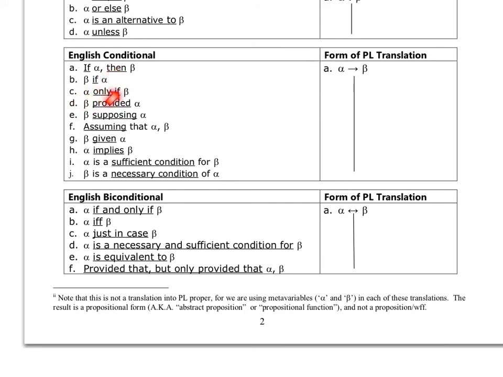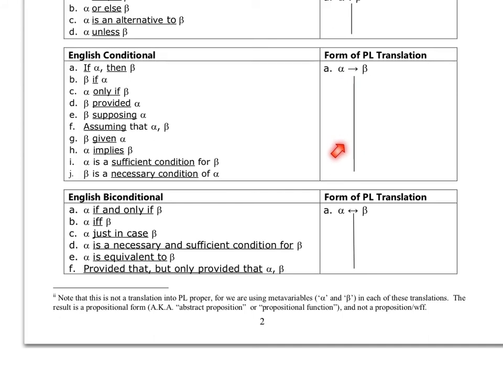So this is A, then B. In other words, if A, then B. Alpha only if beta, then, is just alpha arrow beta. All of these variations here on the left get symbolized the same way on the right.